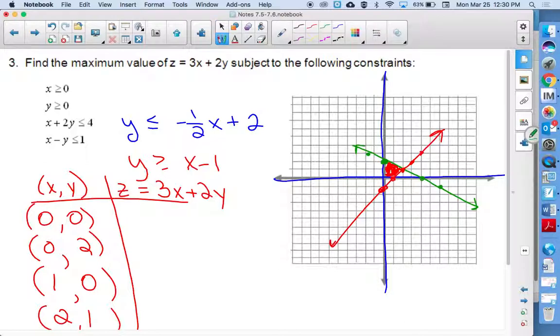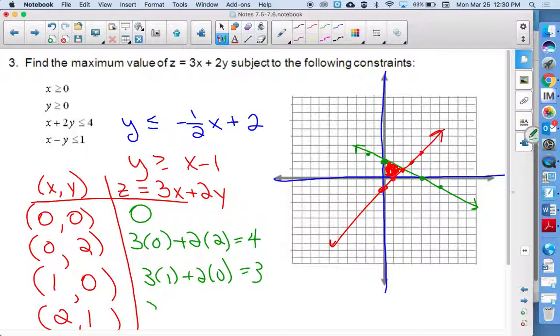So obviously when you plug in 0, 0, you're going to get 0. When you plug in 0, 2, that gives us 4. 1, 0 is going to give us 3. And then 2, 1 should give us 8. So what is the maximum value? Well, 8 is the maximum value. It occurs at the point 2, 1.